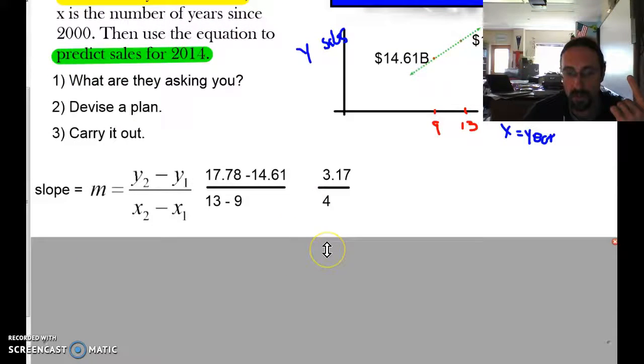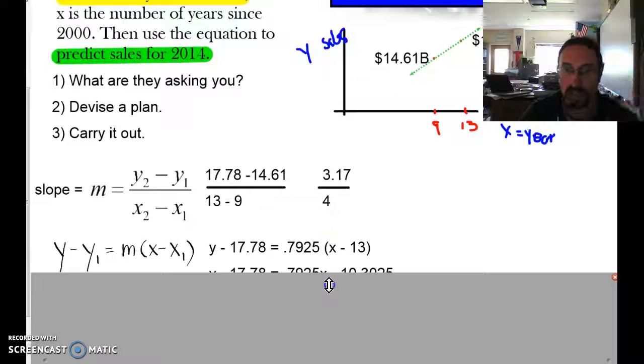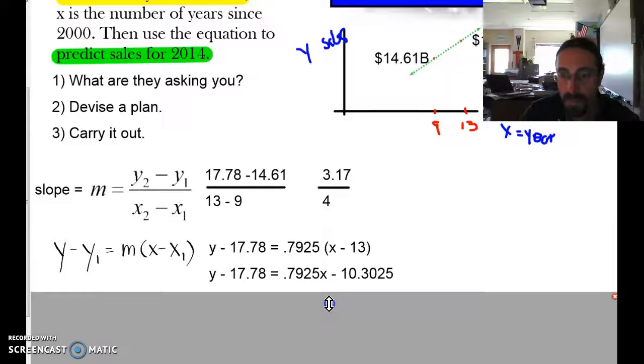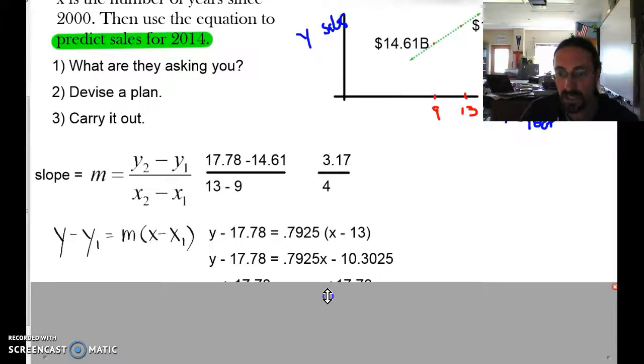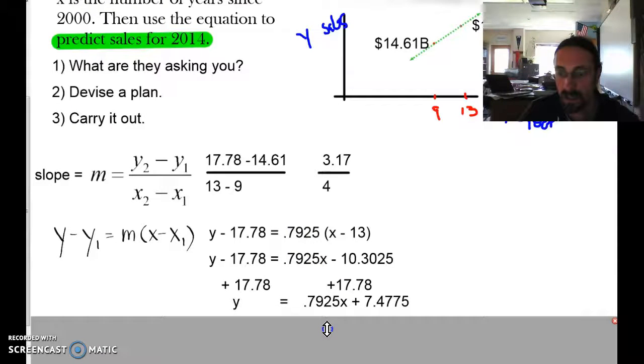Now I need to come up with an equation. Again, I'm going to use my point slope form. And so 3.17 divided by 4 is 0.7925. And so I'm using that as my slope. I'm plugging in this further point, this 2013 point in. And then it's just a little bit of algebra. Now you can see my final equation here is y = 0.7925x + 7.4775. Great real life problem.